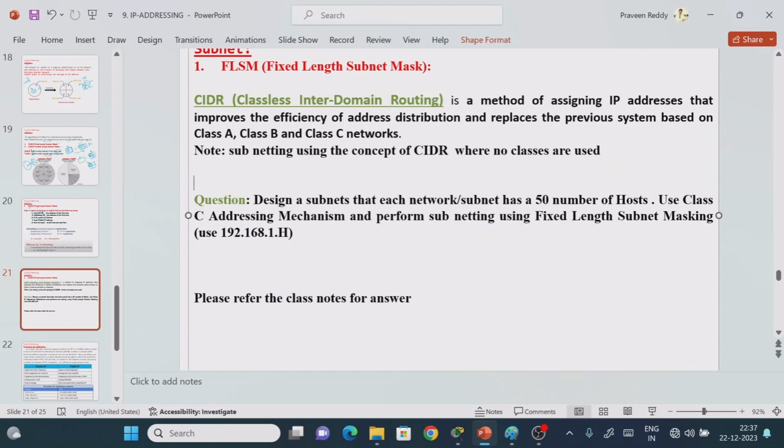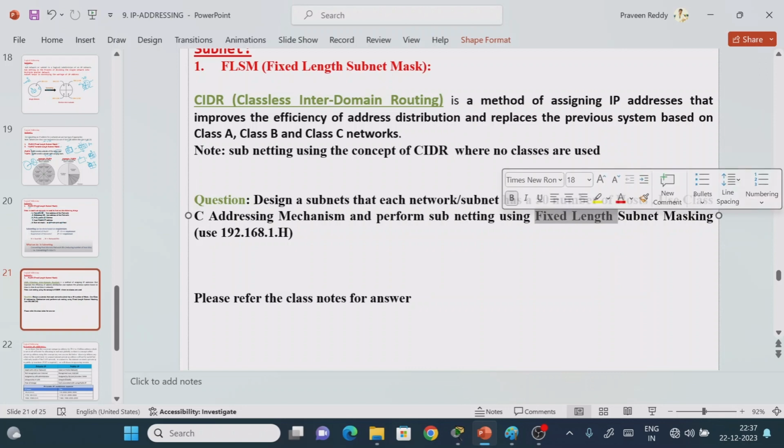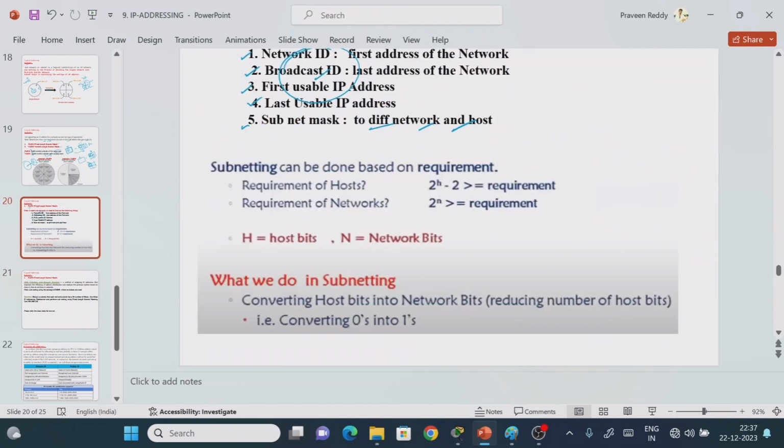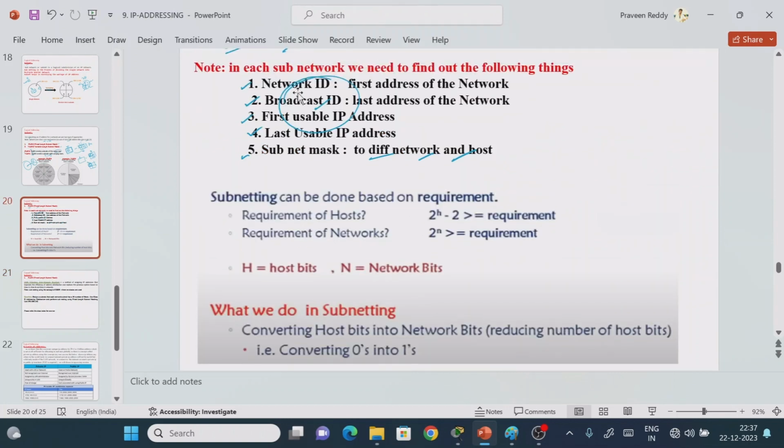Then perform the subnetting operation, not the variable length subnet masking but fixed length subnetting. For example, they give a network series to use, and you find out how many subnets we will get. After finding the number of smaller networks, for each network you identify the network address, broadcast address, first usable, last usable, and the subnet mask. That we will see in the next class.